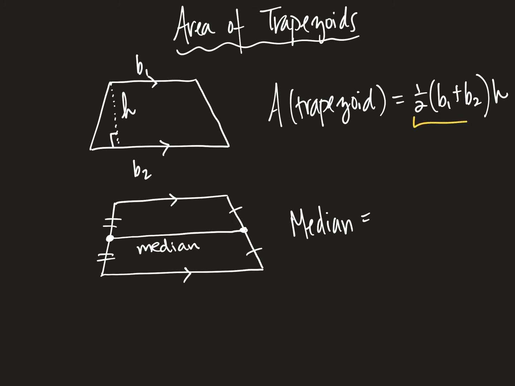It's this guy right here. Okay, that's the same thing. So it's 1/2 base 1 plus base 2. So if you're given the median and say the height, then you can find the area of the trapezoid pretty easily. And I believe there's one of those on the homework for you to try.